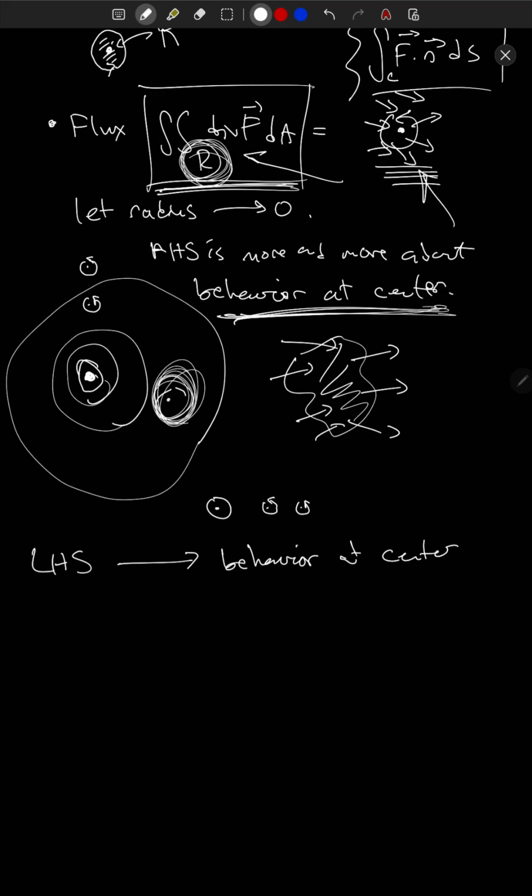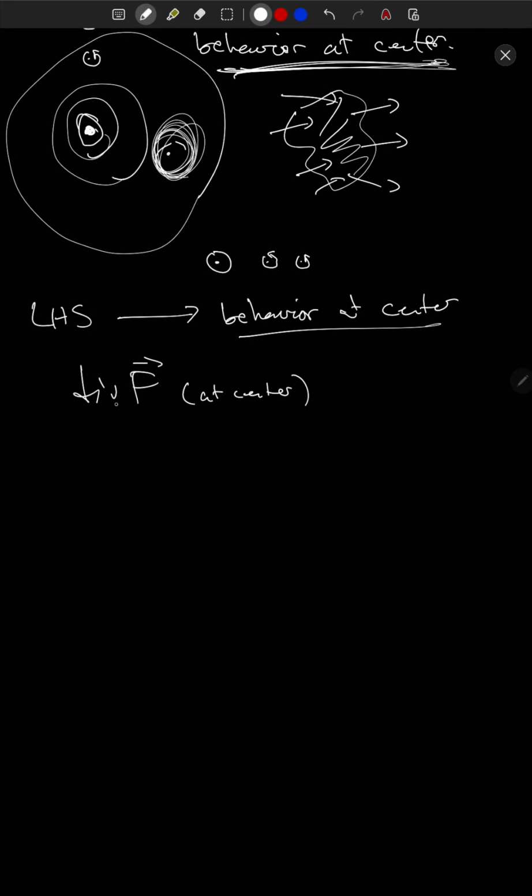So same thing: behavior at center, behavior at center. What's the behavior at the center? That's divergence of f. Divergence of f is a function at the center. So what we conclude is that divergence of f at the center, or at any point, is about how much stuff is flowing out of the point.